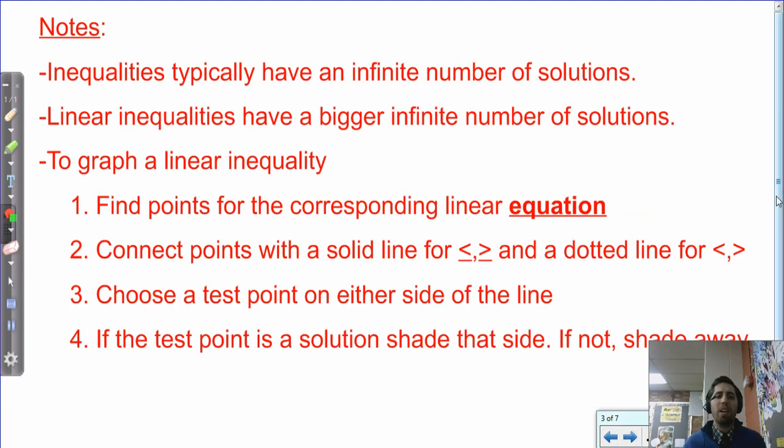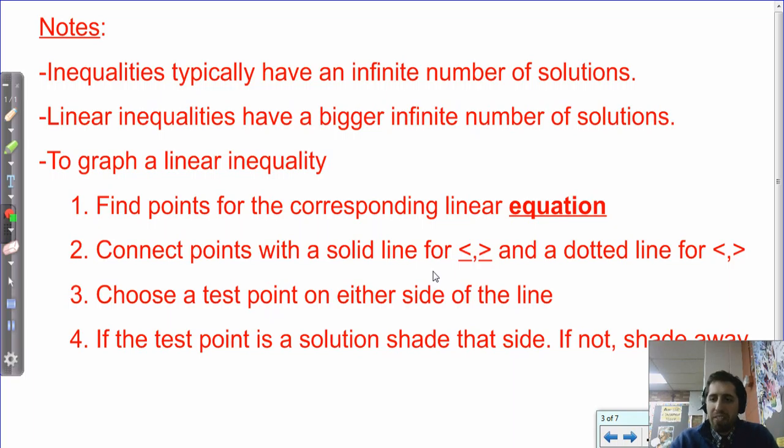So the notes are: inequalities typically have an infinite number of solutions. That's the normal inequalities that we've worked with in the past. Now, linear inequalities have a bigger infinite number of solutions, which is really interesting. The reason is that not only are we drawing a number line that extends infinitely in both directions, and in one direction we have all the solutions, but we could draw an infinite number of number lines, and they all extend infinitely in one direction with solutions. And we'll see what that looks like in a second.